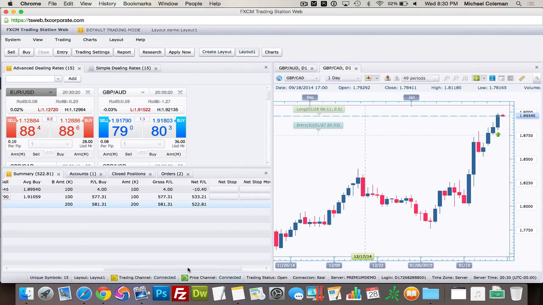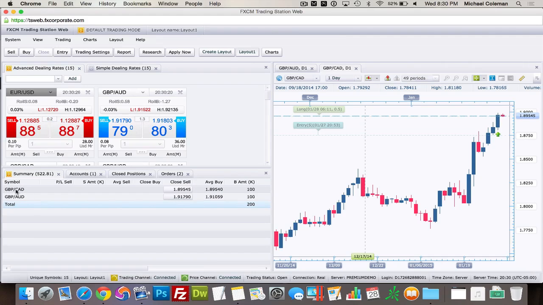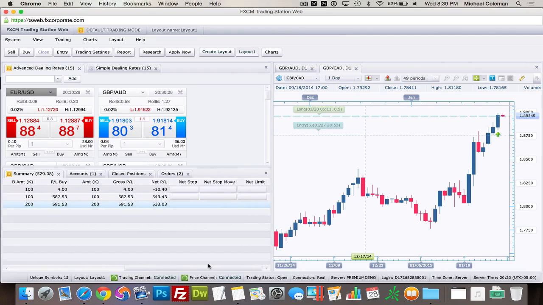So as we scroll over, we'll see, let's see, which pair was that? The first pair is the Great British Pound Canadian dollar. The Great British Pound Canadian dollar is actually negative $16, kind of fluctuating here. You'll see it is currently negative just a bit. But our other pair, the Great British Pound Australian dollar, is currently $572 in profit. As you can see, it's fluctuating as well.